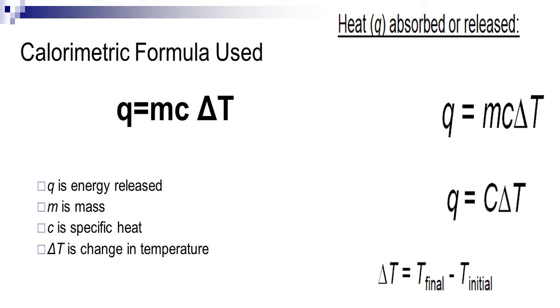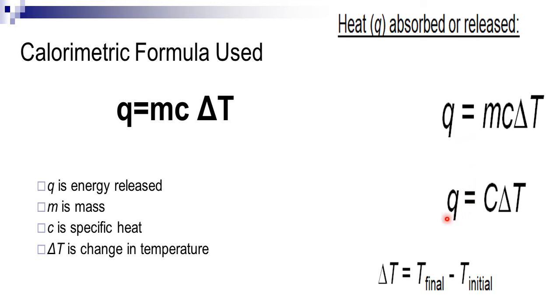Now, this is the formula we use for the specific heat. So Q equal to mc into delta T. What is Q? Q is energy released. M is the mass. C is the specific heat. Delta T is the change in the temperature. Okay, right.